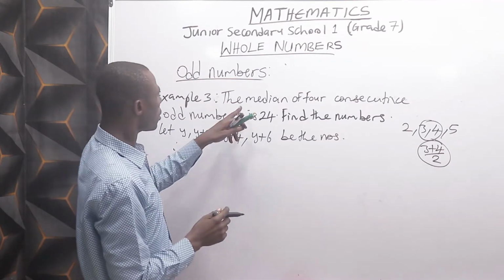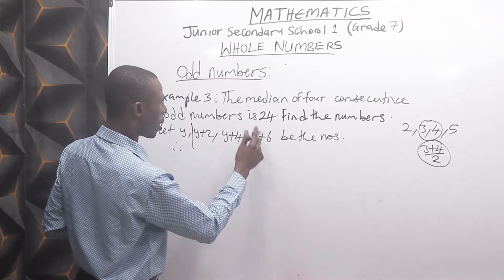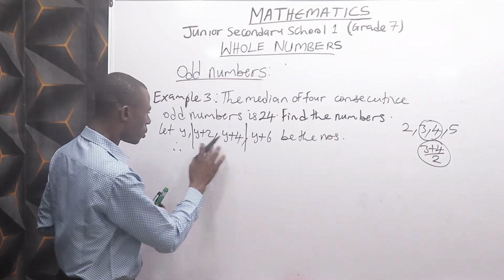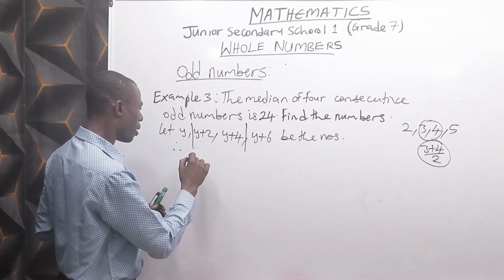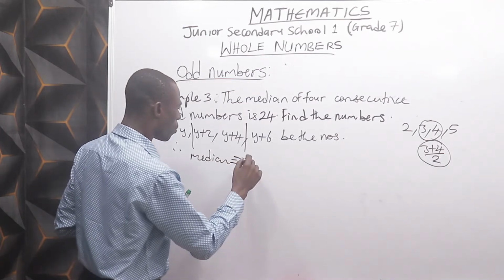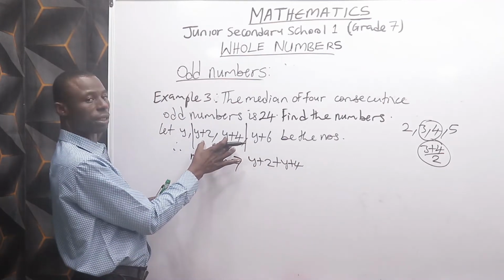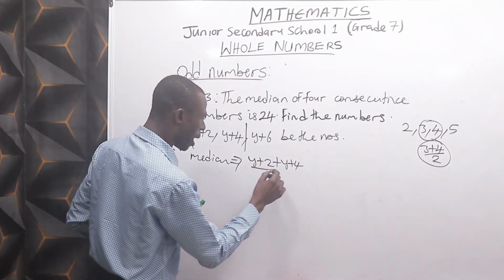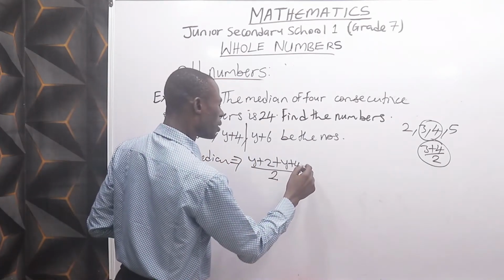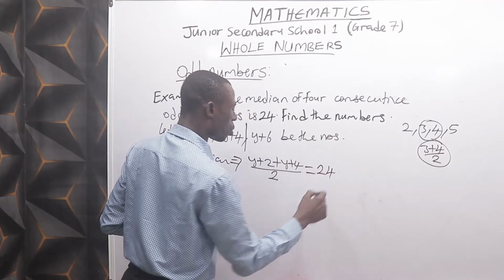Therefore, the median will be 1, 1. Two numbers fall into the middle. These two numbers will be added together for the median. The median will be y plus 2 plus y plus 4. These two numbers in the middle are added together and divided by 2 to give the median. And it is equated to 24 that has been given to us before.